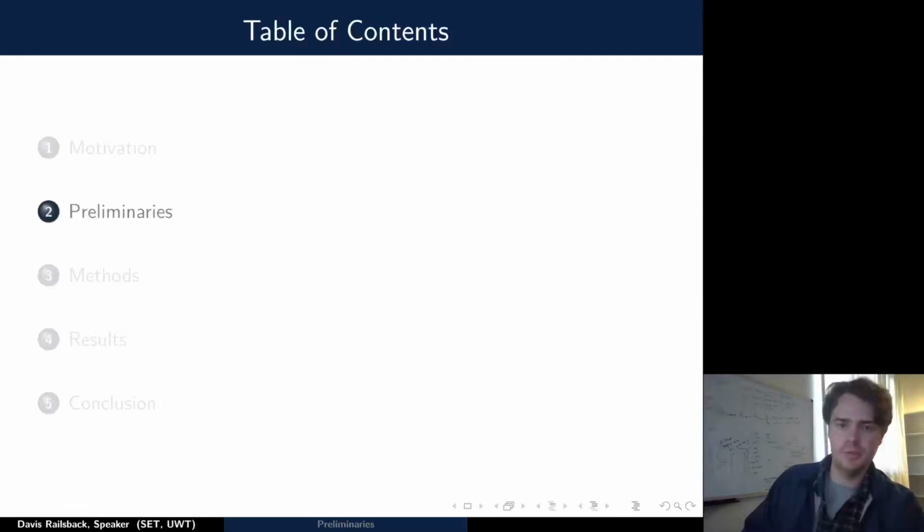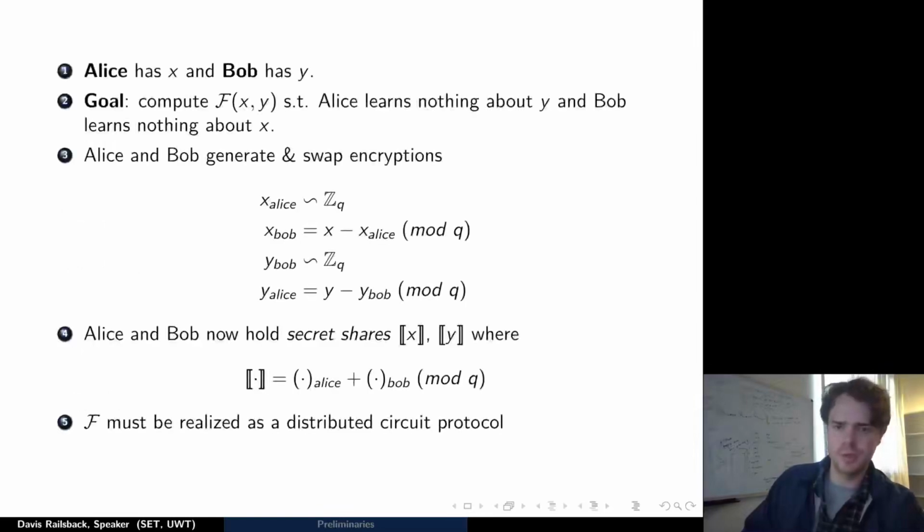Okay, so next we'll just breeze through some MPC preliminaries. We use additive two-party secret sharing. In this situation, you can imagine two parties, Alice and Bob, who each have a secret value, and they would like to compute some function on the combination of those two values. So they encrypt them by each generating a number at random, and then taking the difference between that number and their original secret value. By keeping one of these and distributing the other one to the other party, each of them will have two numbers that appear random but add up to the original secret value.